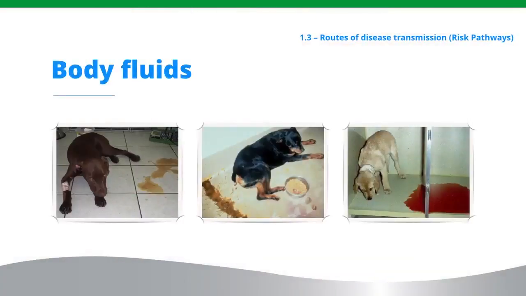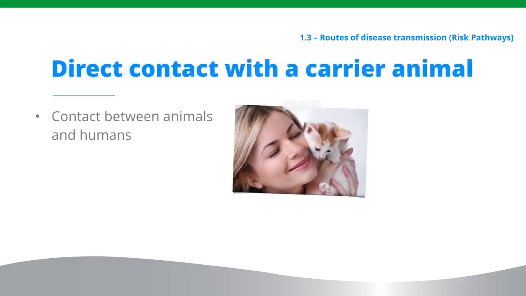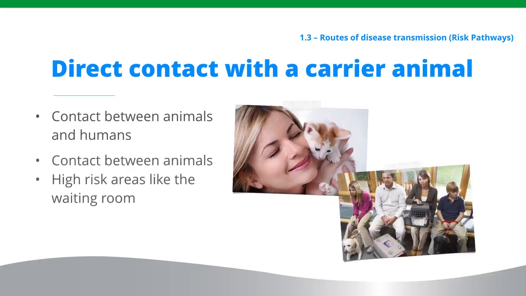Any body fluid from an infected animal can be a means of transmitting disease. These can include oral, nasal, sexual, and ocular emissions, as well as urine, vomit, feces, blood, sweat, lymph, and maternal milk. Direct contact can occur in the home or outside in common spaces. The vet practice is a high-risk environment if animals are able to come into contact with each other, particularly in common spaces like the waiting room.